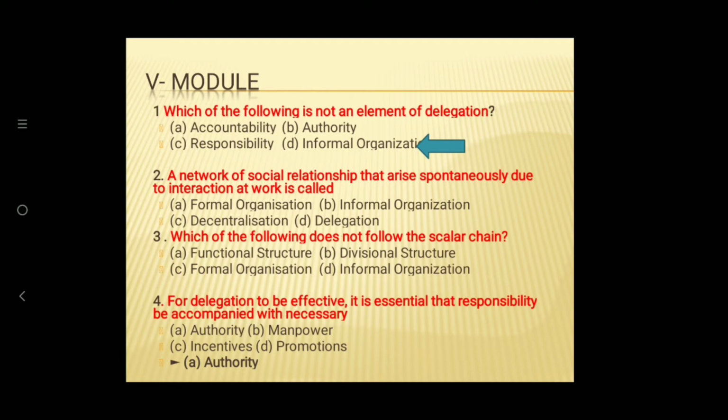Second question, a network of social relationships that arises spontaneously due to interaction at work is called formal organization, informal organization, decentralization, delegation. Option B, informal organization. Third question, which of the following does not follow the scalar chain? Option A, formal structure. B, divisional structure. C, formal organization. D, informal organization. The right answer is informal organization.